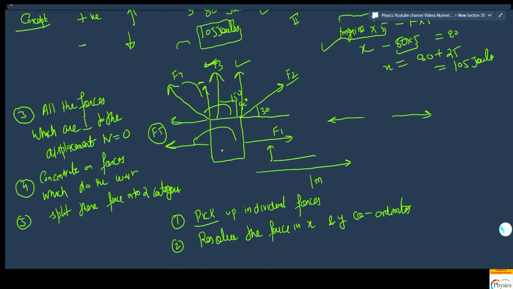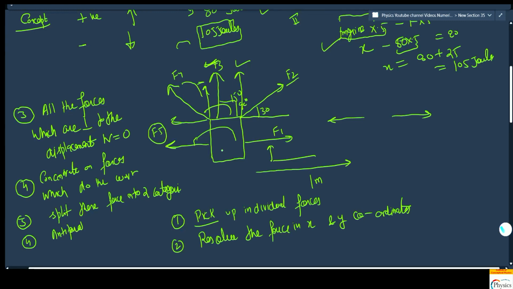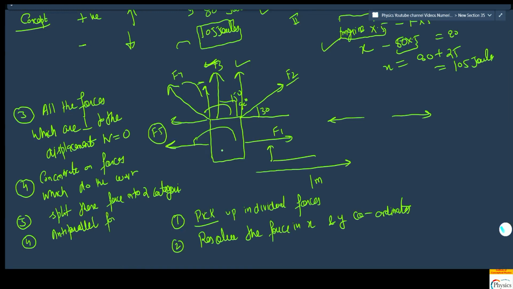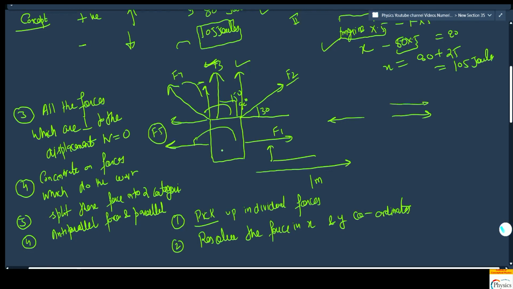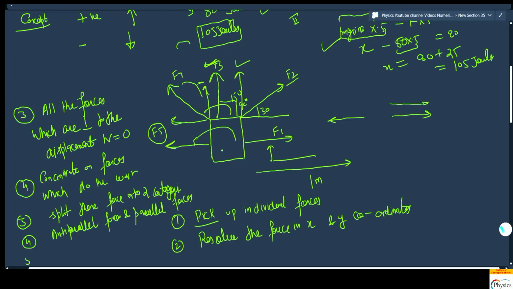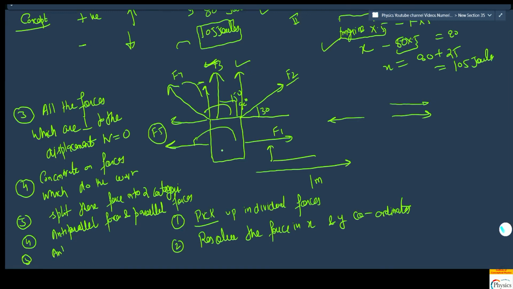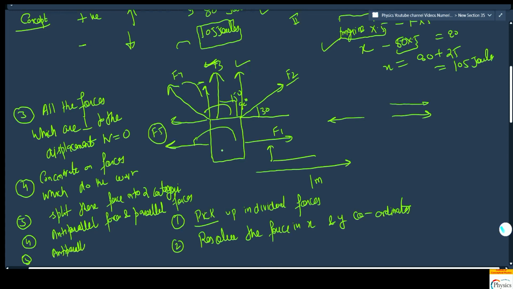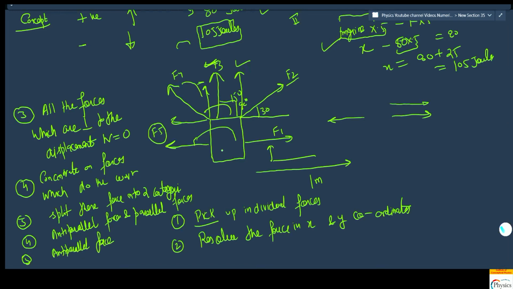So once you split these, divide the forces into two categories as anti-parallel forces and parallel forces. Parallel forces means the forces which are parallel to the direction of the displacement. A force like this, F1, is parallel to the displacement, right? So parallel forces. Now the anti-parallel forces, they contribute to negative work, right?